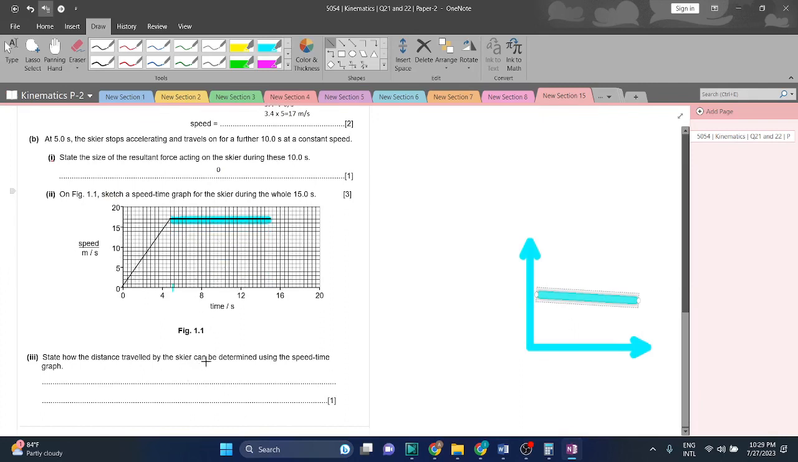State how the distance traveled by the skier can be determined using the speed time graph. We need to use the area under the graph to find the distance traveled by the skier. So we can make a parallelogram, or we can divide it into a triangle and a rectangle. So the area under the graph.